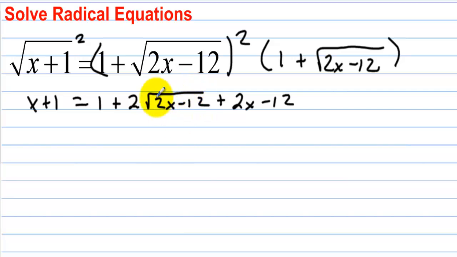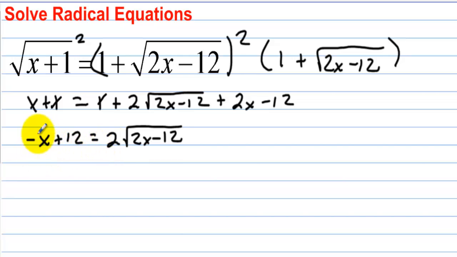Well, now we can isolate this radical right here, and we can start by minusing 1 from both sides, and then minus 2x over, we get negative x, and add 12, so we get plus 12. And that's equal to 2 times the square root of 2x minus 12. Now the radical really isn't isolated because we have the 2 here, but if I divide by 2, I'm going to get a negative 1/2, and I want to try to avoid fractions. So instead of dividing by 2, let's just square both sides, and we'll remember to square the 2 as well.